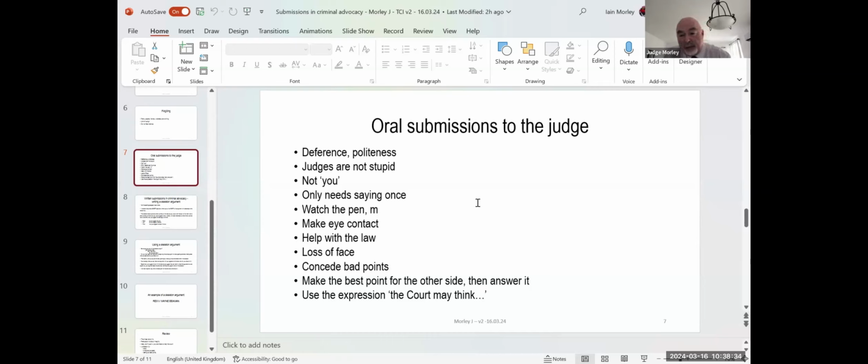As always, don't be personalizing it by, I think this is the answer. You will be using the expression, a nice little rubric, the court may think, your lordship, your ladyship, your honor may think. You use that expression rather than I think. And that is something which I think a number of advocates lose sight of. Always put the thinking into the mouth of the court rather than it being your personal opinion.